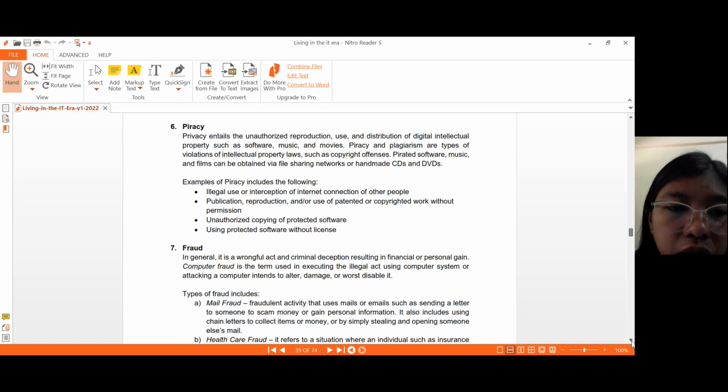Piracy entails the unauthorized reproduction, use, and distribution of digital intellectual properties such as software, music, and movies.